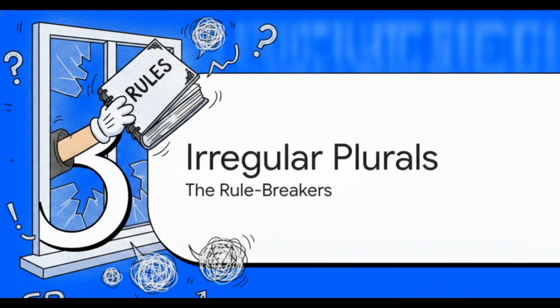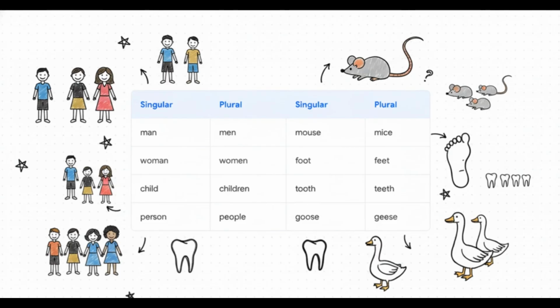Section 3, irregular plural nouns, the rule breakers. Because, of course, some words just refuse to follow the rules. So we've nailed down the 4 main spelling rules, but some nouns don't follow any spelling rules at all. We call these irregular plural nouns.